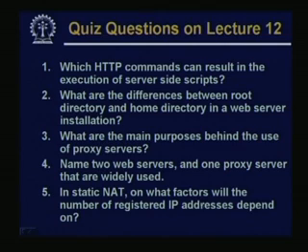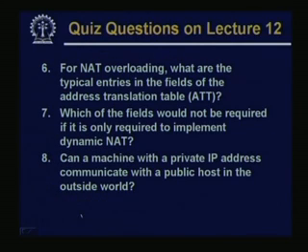In static NAT, on what factors will the number of registered IP addresses depend? For NAT overloading, what are the typical entries in the fields of the address translation table? Which of the fields would not be required if it is only required to implement dynamic NAT? Can a machine with a private IP address communicate with a public host in the outside world? So, these are the questions from today's lecture.